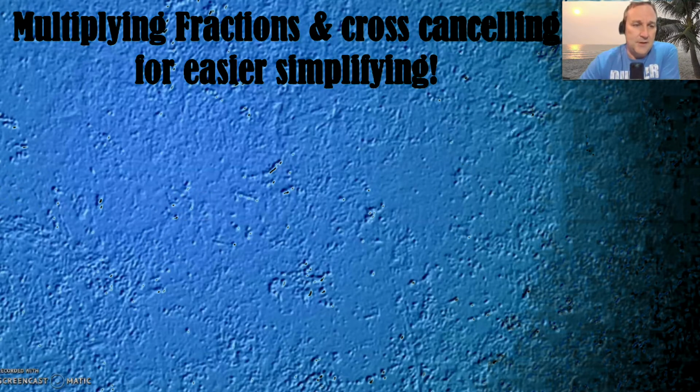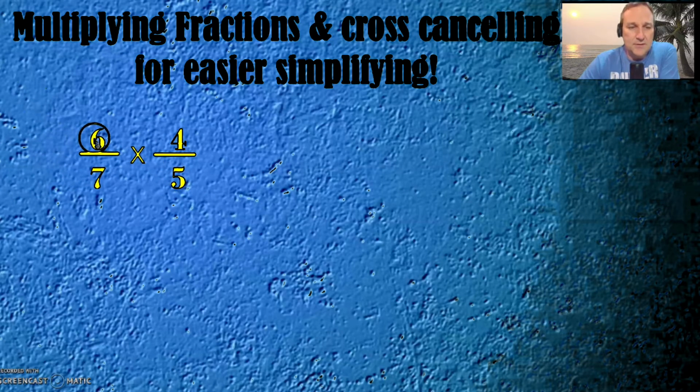I have a couple of problems here for us to try. Something simple. What I have here is just 6/7 times 4/5. Pretty simple problem. In multiplying fractions, you'll see the topic up here says multiplying fractions and cross-canceling for easier simplifying. We're going to get to cross-canceling in just a little bit, but before we do, I want to make sure that we know how to multiply fractions.